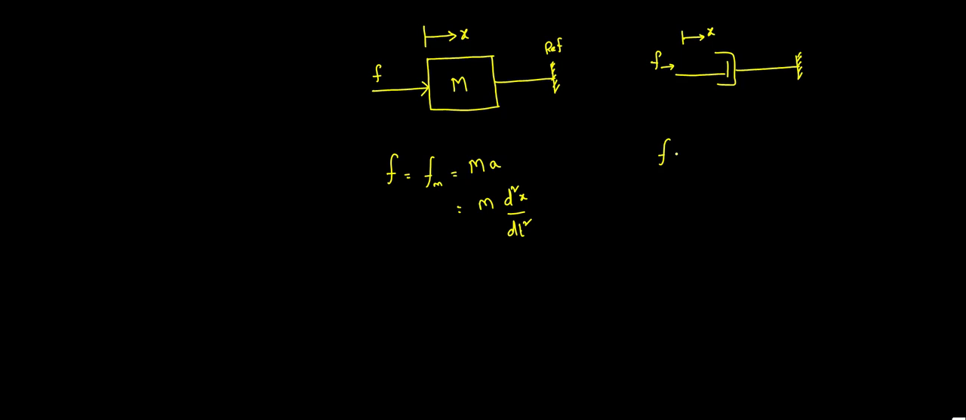Let me assume that the frictional force is Fb, which is directly proportional to dx by dt. So the total frictional force, or F, I can say F is equal to Fb, which is the dashpot constant b into dx by dt. This is another important term. So one is the ideal mass element that you have seen here, and another one is the frictional dashpot element.